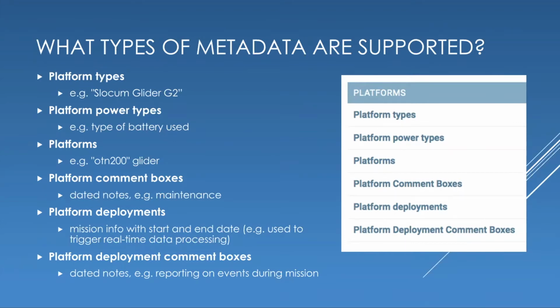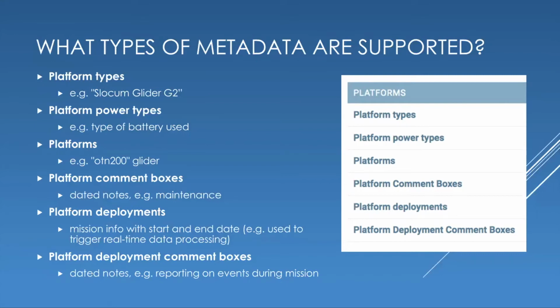and platform comment boxes are basically a list of dated comments where you can make notes about the platform, more general notes, like maintenance. And the platform deployments, of course, so mission information, which includes at minimum a start date and an end date for once the mission is completed. And as I mentioned before, we use these to automatically trigger real-time data processing.